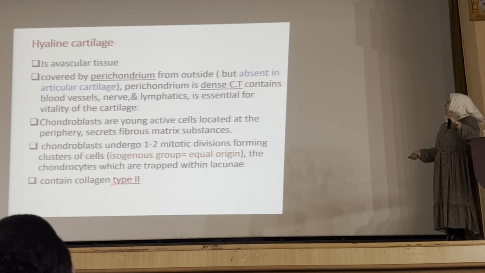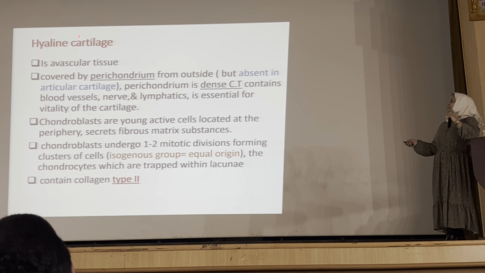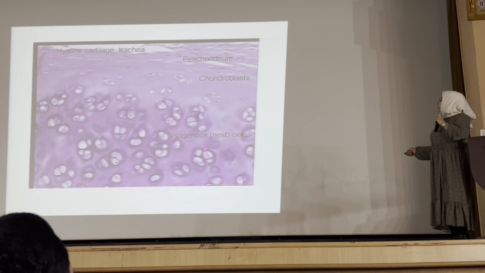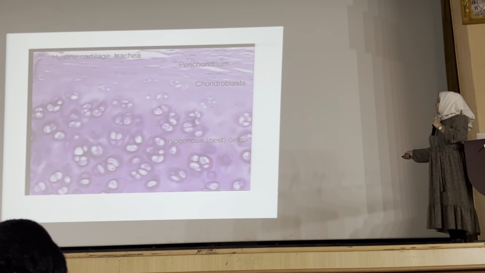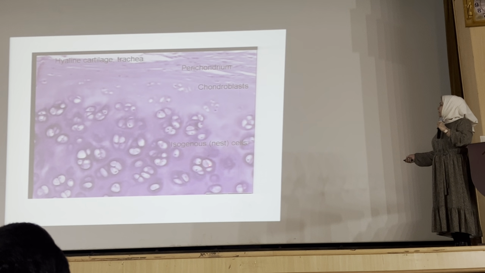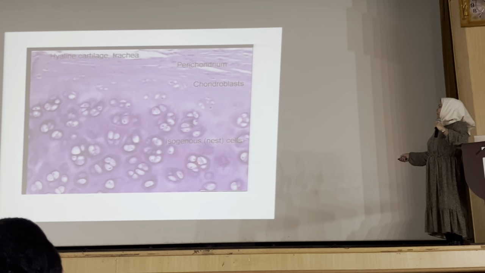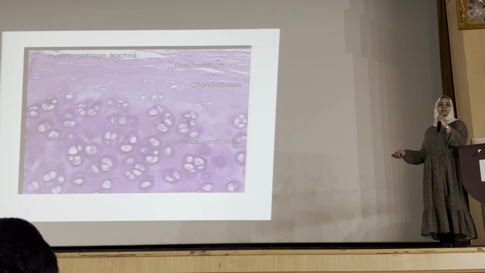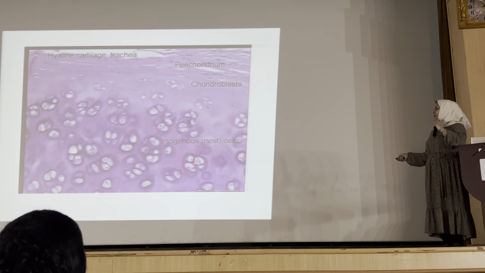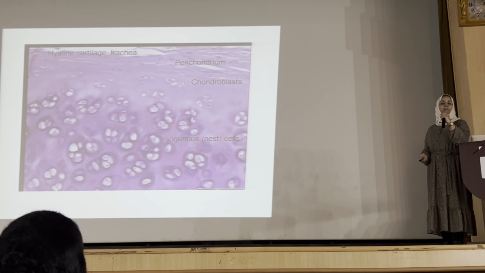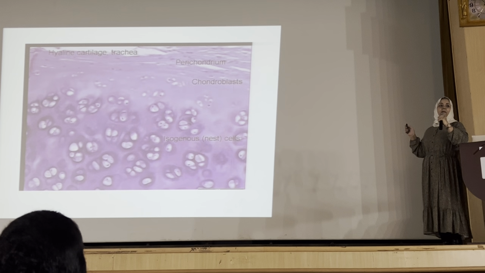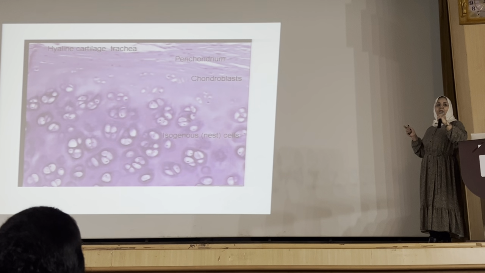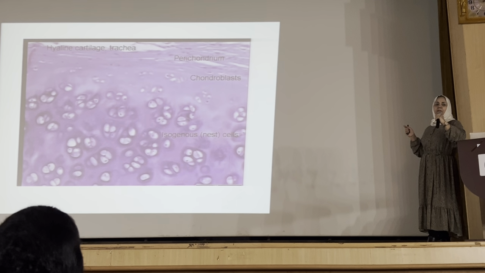It contains type 2 cartilage fiber. If you look at this lacuna, it contains several chondrocytes. This group of cells is called an isogenous group. They originate from a single chondroblast, which underwent mitotic division.